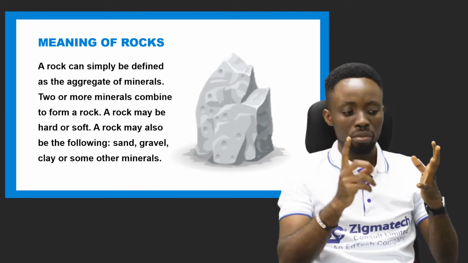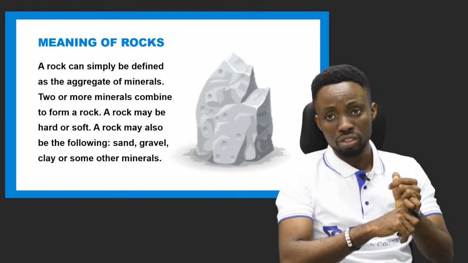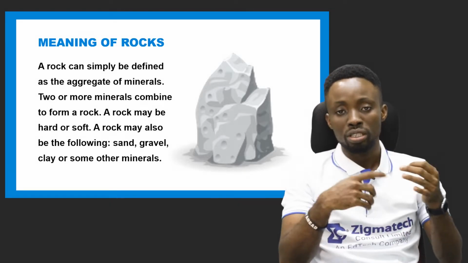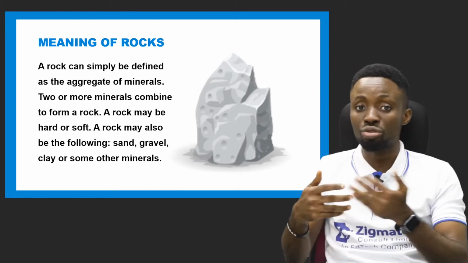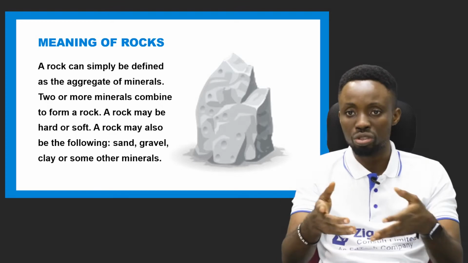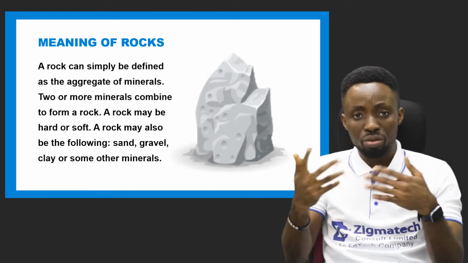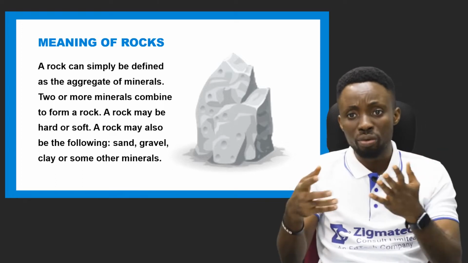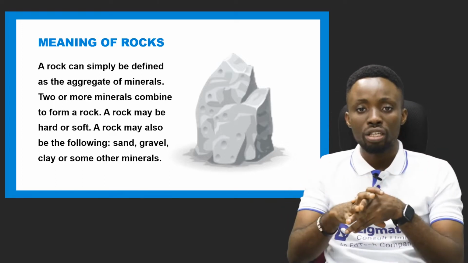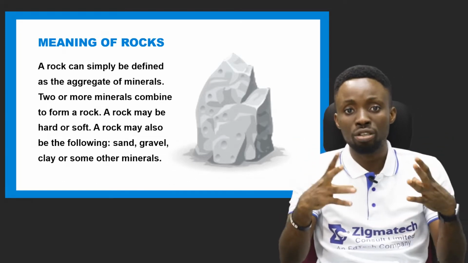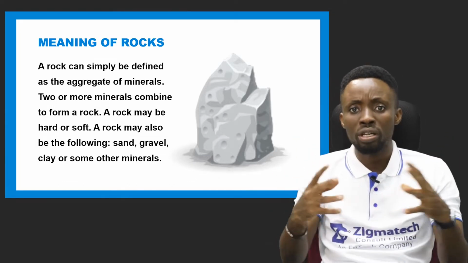So, a rock can be hard or soft. It can be permeable or impermeable. That means water or fluid can go through it or cannot go through it. And examples of the kind of rocks we have are things like gravel, sand, and clay. These are rocks, and they contain what? Various minerals like silicon, magnesium, aluminum, and the rest.